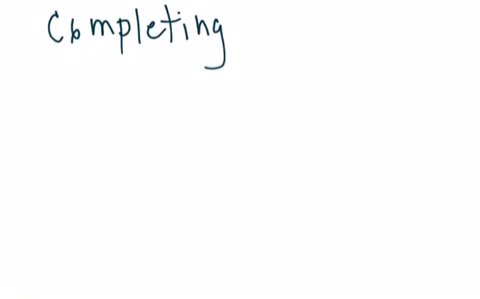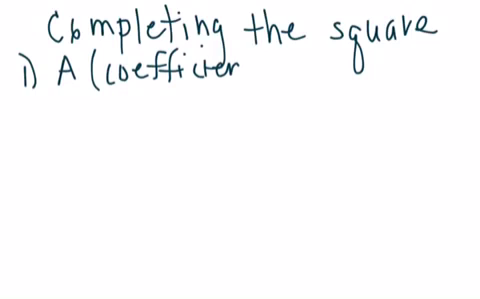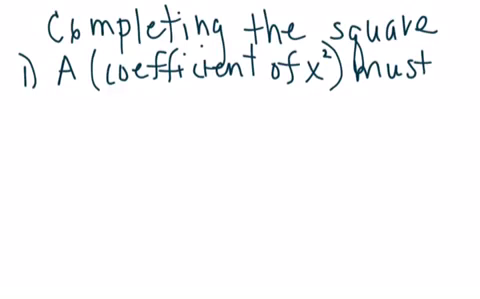There are certain steps in completing the square, and hopefully it will be easier this time. The first step is A, which is the coefficient of x squared, must be 1. If it is not, you have to divide by A.